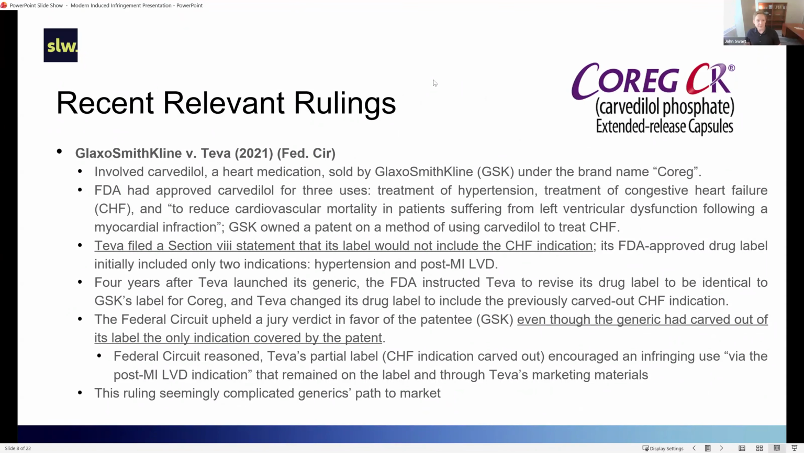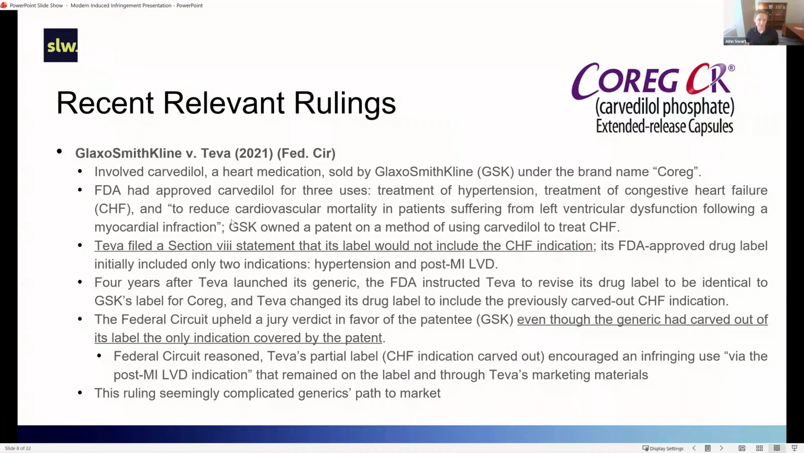This was first reviewed by the Federal Circuit in GlaxoSmithKline v. Teva in 2021. So I'll briefly walk through the fact pattern of this case. It involved carvedilol, a heart medication, under the brand name Coreg. The FDA had approved this drug for three uses: hypertension, treatment of congestive heart failure, and to reduce cardiovascular mortality in patients suffering from left ventricular dysfunction.